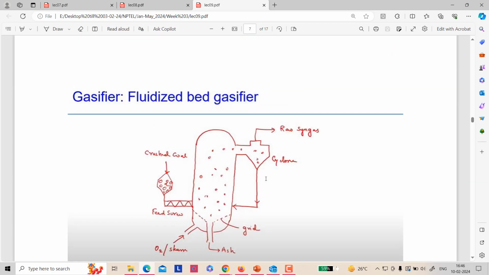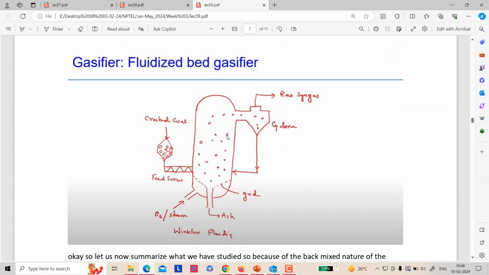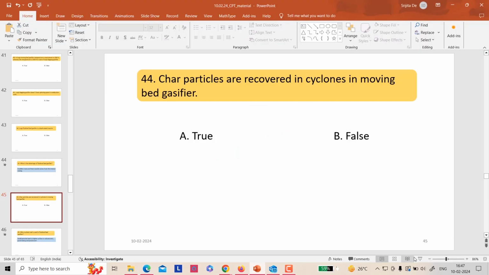It will be clear from the diagram. Here the reactions happen inside the reactor, and the char particles along with the syngas go to this portion, and raw syngas is collected from the top. Through the cyclone, the char particles are collected and they are mixed again into the reactor. So here it will be false.